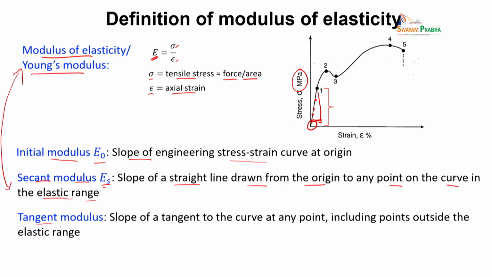And there is something called tangent modulus. This is the slope of a tangent to the curve at any point. That means I can go to any point on the curve, draw a line and get the slope of this tangent. So, it is basically going to tell you at that particular strain what is the elastic modulus of the material. So, these are different kinds of modulus that we use to characterize or differentiate between materials.